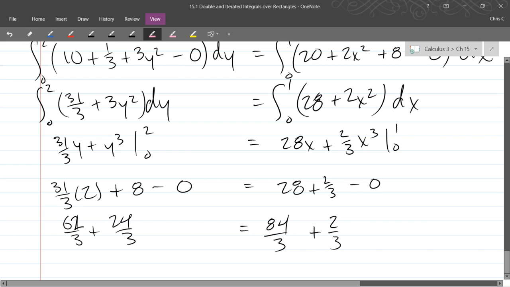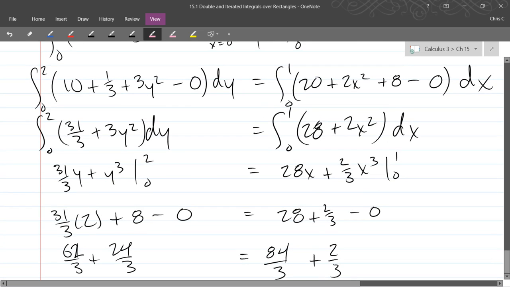The reason I knew they were equal at the beginning is from Fubini's theorem. It says it didn't matter what order. Now, I did make a small mistake. If I made a mistake that wasn't caught, I probably wouldn't get the same number at the very bottom. You generally won't have time to do both ways on a quiz or a midterm, so you'll choose one.